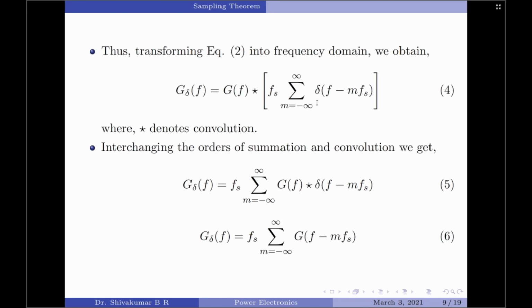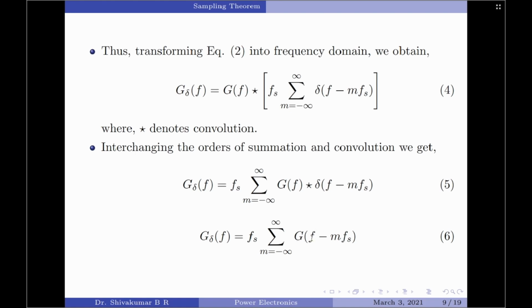Now, let us interchange the orders of summation and convolution to get Fs and summation outside. Then we have G of f convolution delta of f minus mFs. Further, from the properties of the delta function, we find that the convolution of G of f and delta of f minus mFs equals G of f minus mFs. So, I will modify equation 5 by substituting the convolution term by G of f minus mFs.